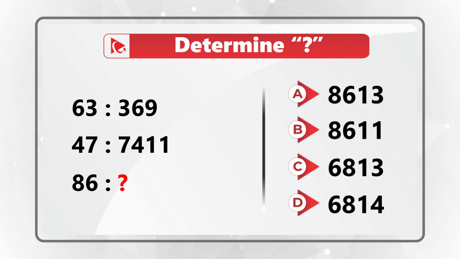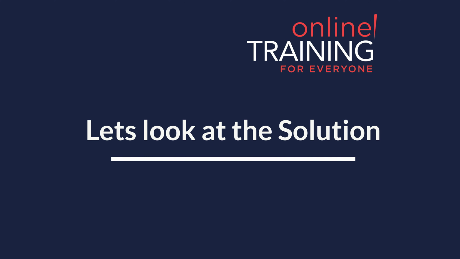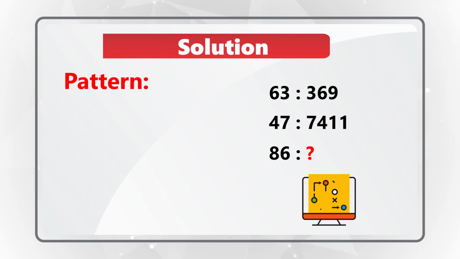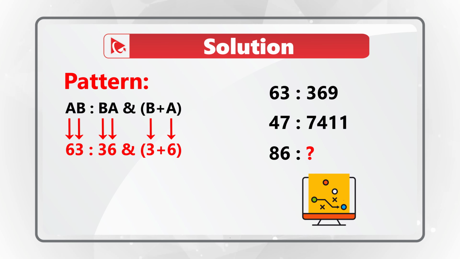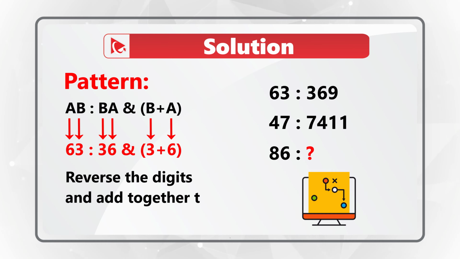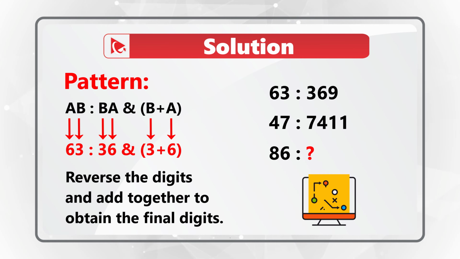Do you see the answer? Give yourself a little bit of time to see if you can come up with the solution. Ready or not, I can't wait, and I'm moving forward to reveal the final solution to you. As usual, my advice to you: to solve this and other similar types of challenges, you need to look for patterns. And the pattern here is that AB is related to BA plus B plus A. So you need to reverse the digits and add together the digits to obtain the final digits.